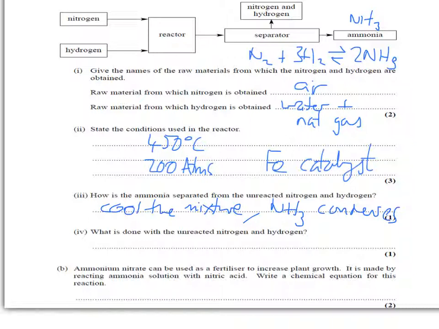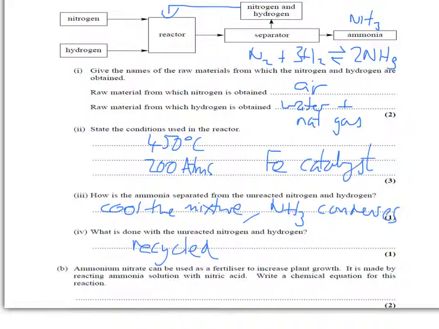And what's done with the unreacted nitrogen and hydrogen? Well, having spent so much time getting the nitrogen out of the air and the hydrogen out of water and natural gas, it would be a shame to just waste it. So we actually just recycle it. So it's fed back into the reactor. So it's recycled.